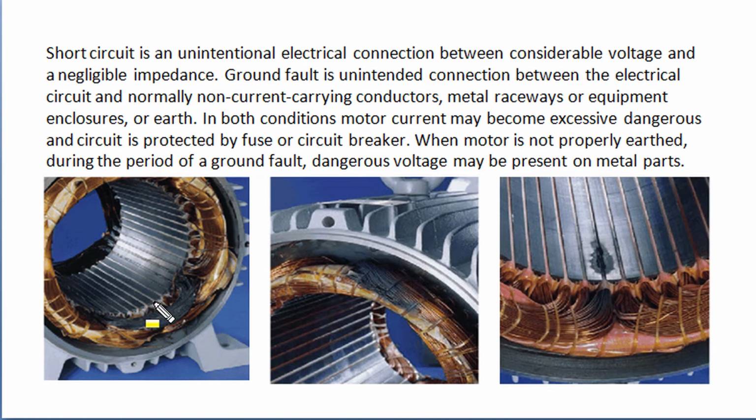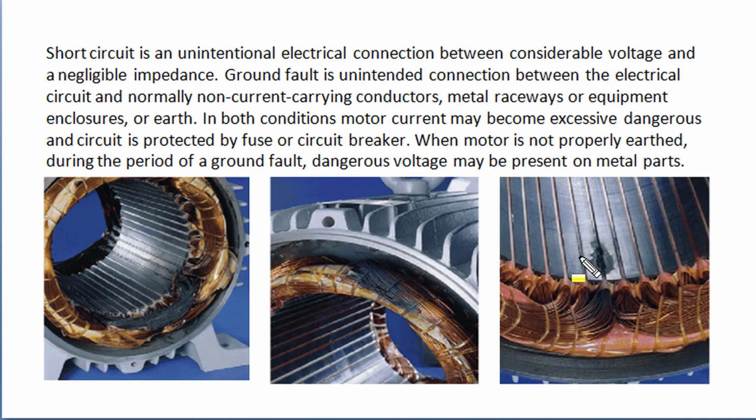A short circuit is a failure of winding insulation that creates an unintentional electric connection between two sections having considerable voltage difference and negligible impedance. And a ground fault is an unintended connection between the electric circuit of the motor winding and a non-current carrying part of the motor, like the core, metal raceway, equipment enclosure or earth structure. In both conditions, whether short circuit or earth fault, the motor current in some section of the winding may become excessive and dangerous, and the motor circuit should be protected by a fuse or circuit breaker.